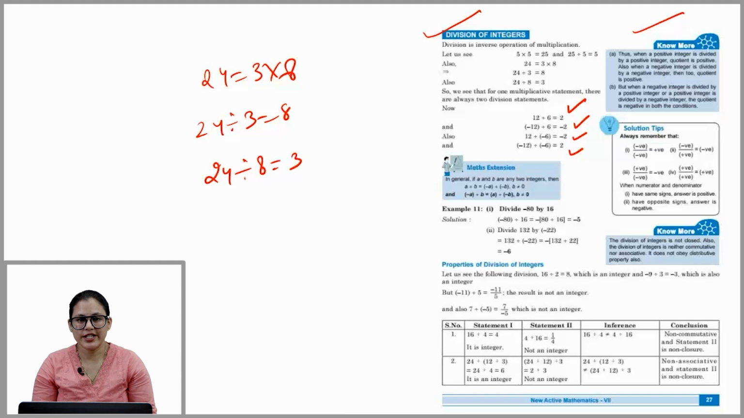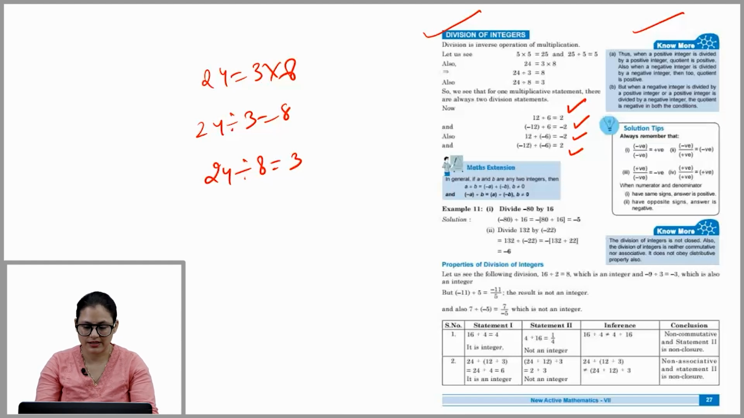Thus, when a positive integer is divided by a positive integer, the quotient is positive. Also, when a negative integer is divided by a negative integer, then too the quotient is positive. But when a negative integer is divided by a positive integer, or a positive integer is divided by a negative integer, the quotient is negative in both the conditions.